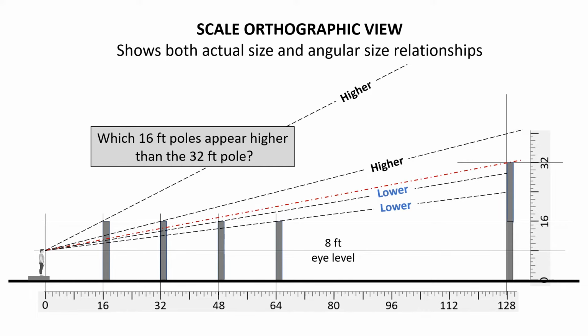Well, the first thing I could do is just draw lines from the observer's eyes to the top of each pole, and we can see that the first two poles appear higher and the last two poles appear lower than the 32-foot pole.